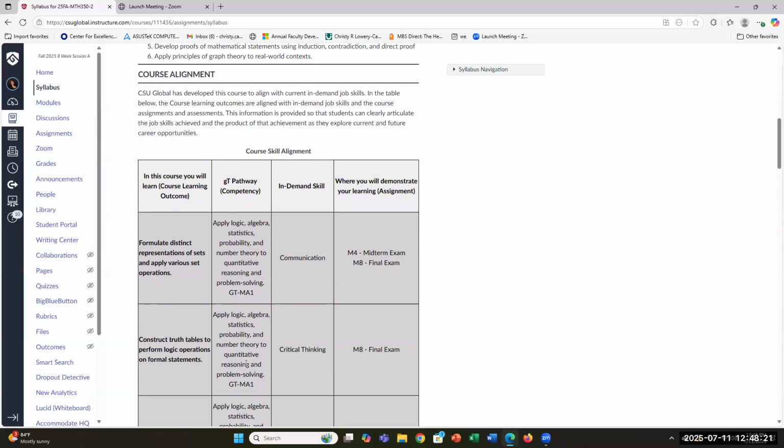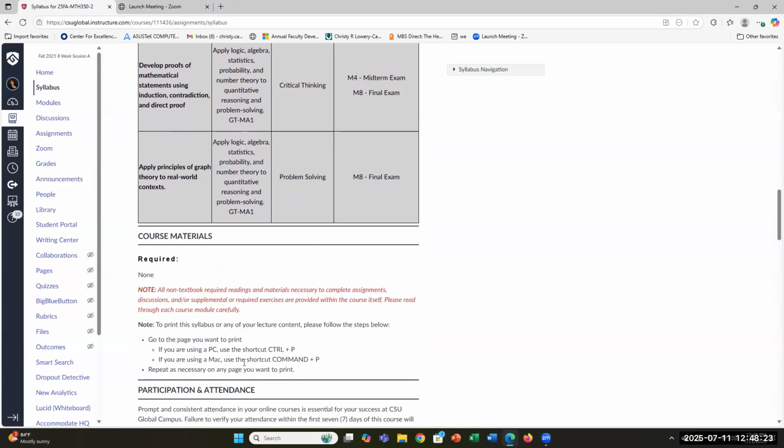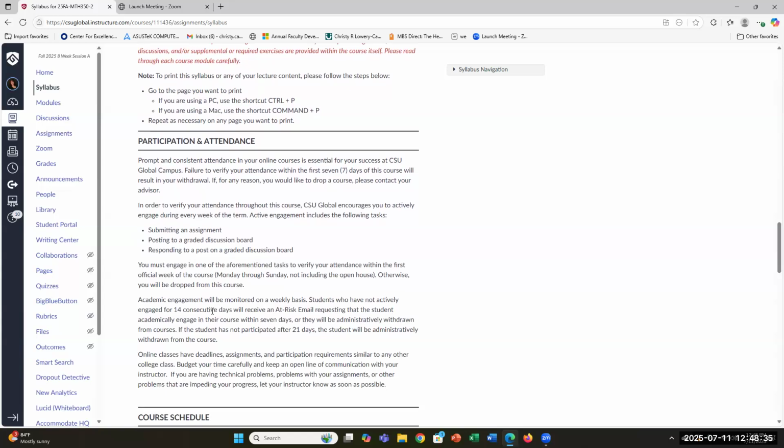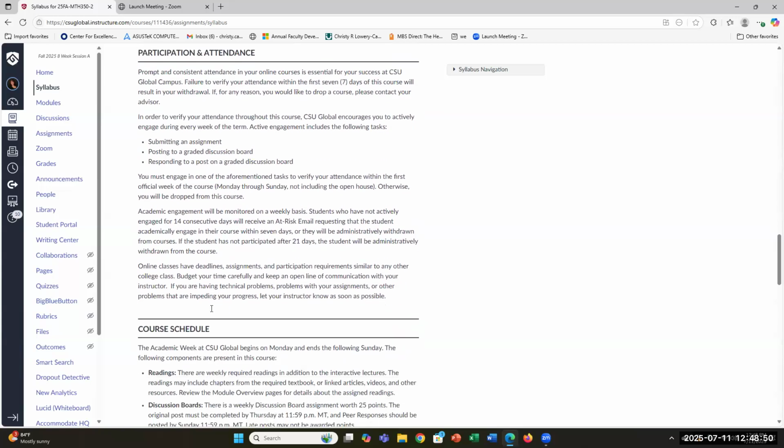As we go down further into our syllabus, note that there are no textbooks required for this course, as everything is already embedded there for you. As far as participation in your class, please make sure that you complete everything for the first week of class so that you are not dropped as a no-show student. And also be very mindful that you cannot go 14 consecutive days with no engagement in the course.